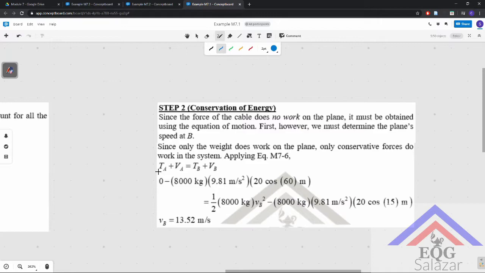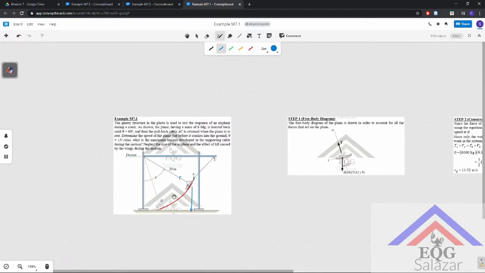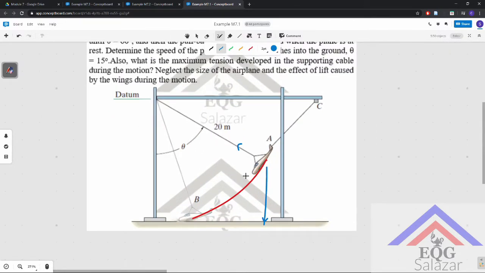the kinetic energy at A plus the potential energy at A should be equal to the kinetic energy at B plus the potential energy at B. The potential energy at A is the weight times 20 cosine 60. And where is this 20 times cosine 60 from? Well, your datum is located here.